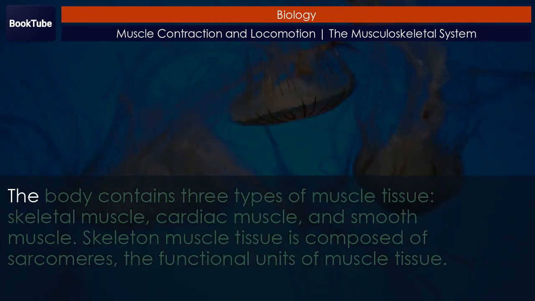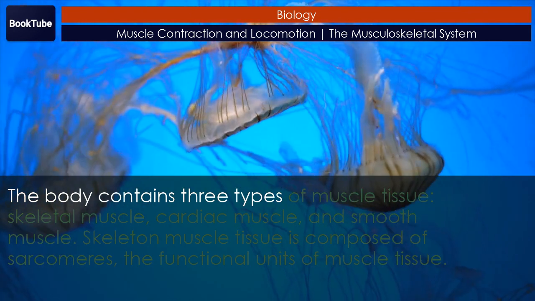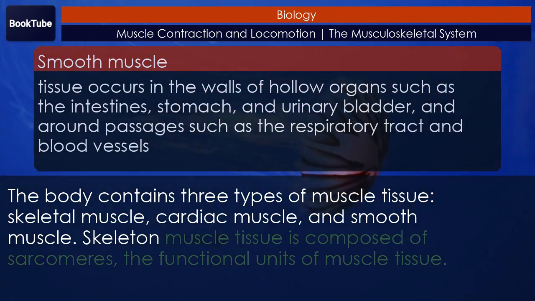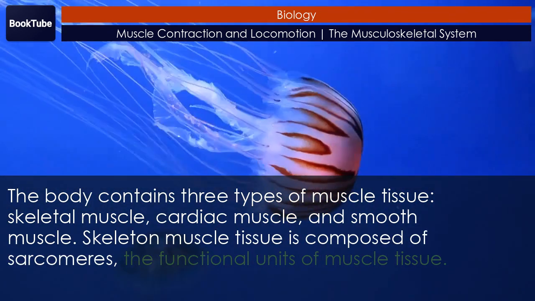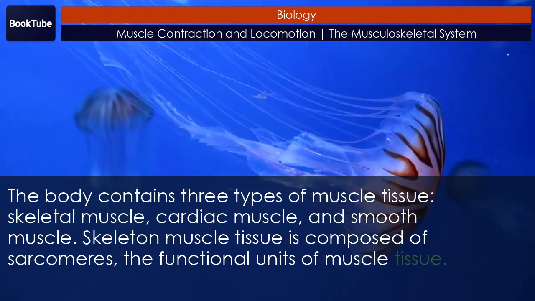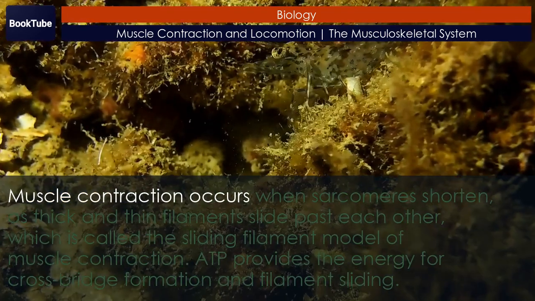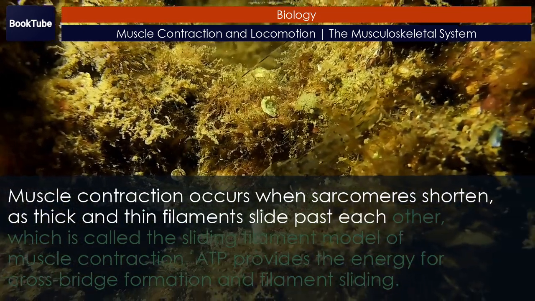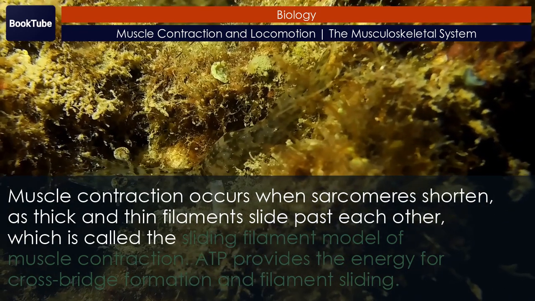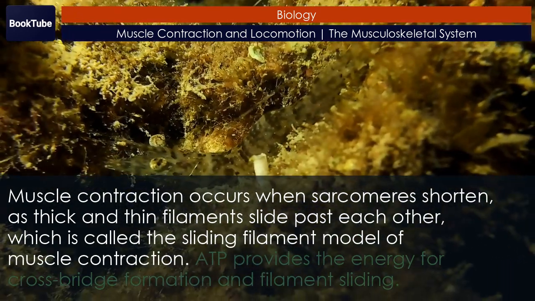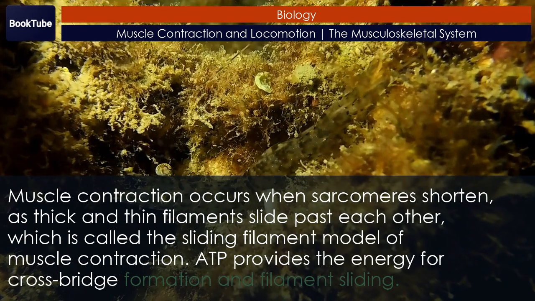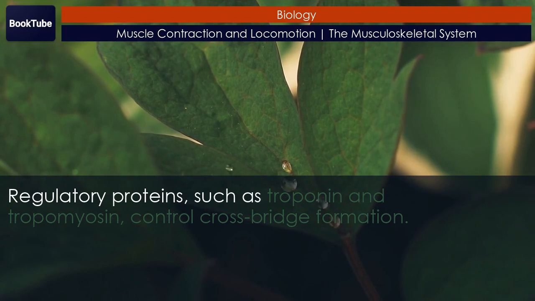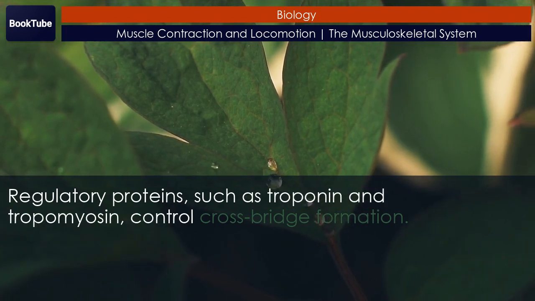Section summary. The body contains 3 types of muscle tissue: skeletal muscle, cardiac muscle, and smooth muscle. Skeletal muscle tissue is composed of sarcomeres, the functional units of muscle tissue. Muscle contraction occurs when sarcomeres shorten, as thick and thin filaments slide past each other, which is called the sliding filament model of muscle contraction. ATP provides the energy for cross-bridge formation and filament sliding. Regulatory proteins, such as troponin and tropomyosin, control cross-bridge formation.